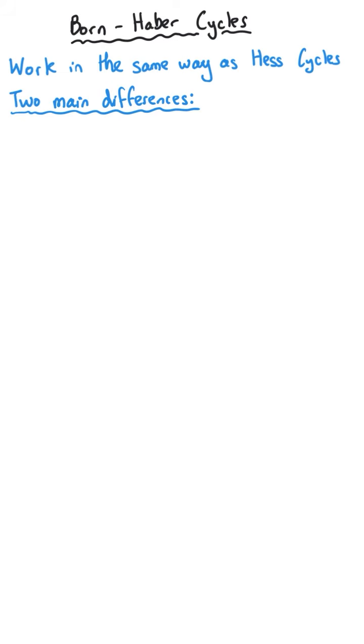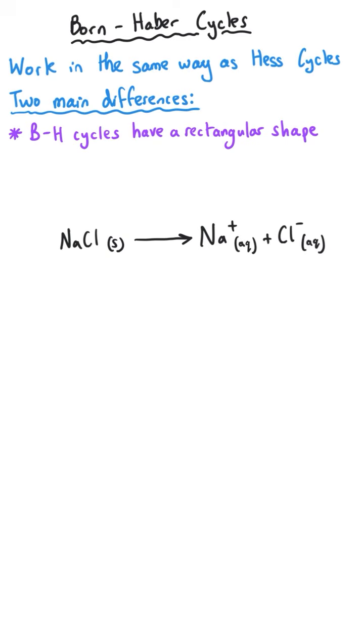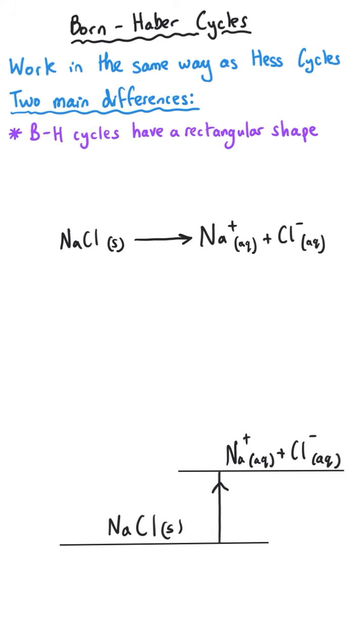There are two main differences between Born-Haber cycles and Hess cycles, and the first is one of shape. Born-Haber cycles are rectangular in shape, which seems a little bit odd. But what this ends up meaning is that the chemical equations are written at 90 degrees to the angle that you would expect them to be written at. And so the dissolving of sodium chloride is something that we would typically see written like this. But if it was in a Born-Haber cycle, we would write it at 90 degrees. The reactant, sodium chloride solid, would then point upwards to the sodium ions and chloride ions in their aqueous state. So that's the first difference.